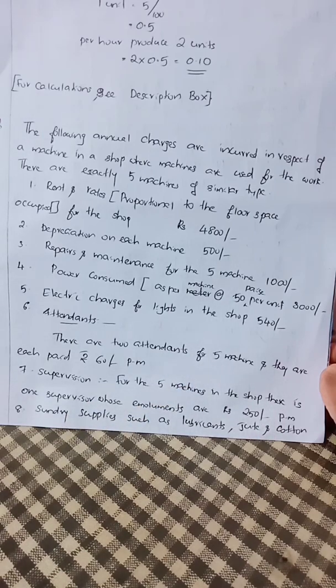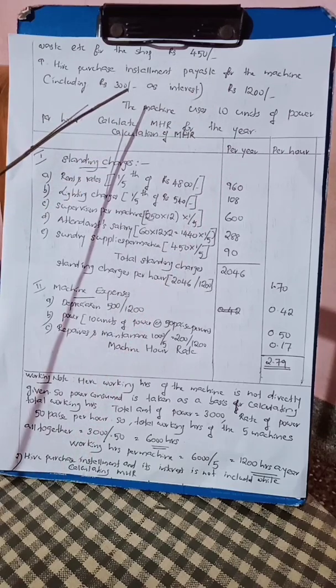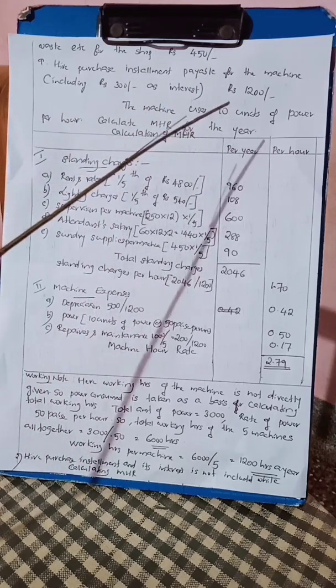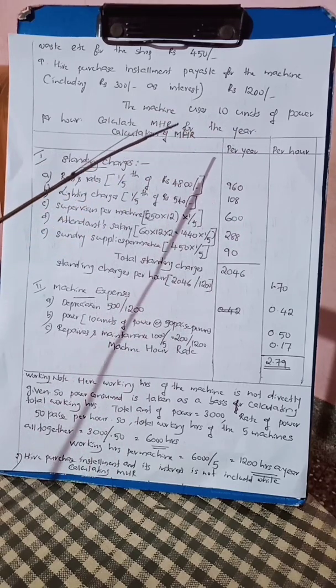Then attendance, there are 2 attendants for 5 machines and they are each paid rupees 60 per month. Then supervision, for 5 machines in the shop there is 1 supervisor whose emoluments are rupees 250 per month. The next, sundry supplies such as lubricants, jute, cotton, waste etc. for the shop rupees 450. Hire purchase installment payable for the machine including rupees 300 as interest is rupees 1200. The machine uses 10 units of power per hour. Calculate machine hour rate for the year.